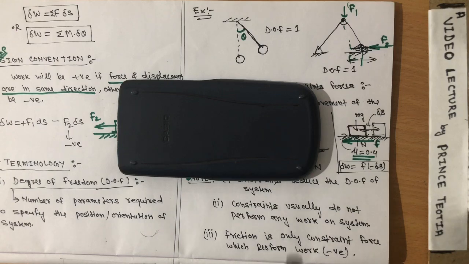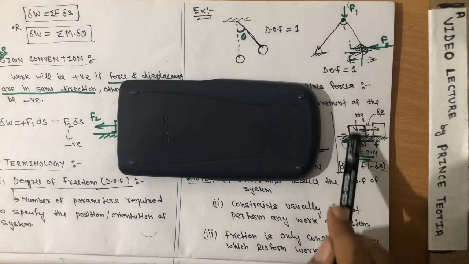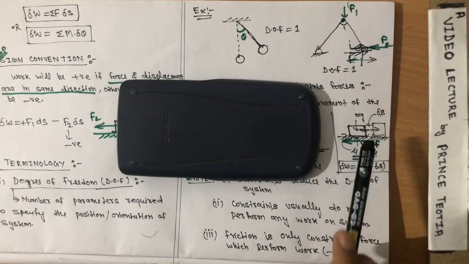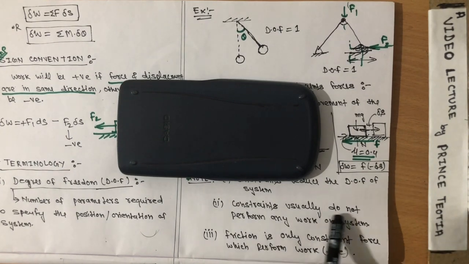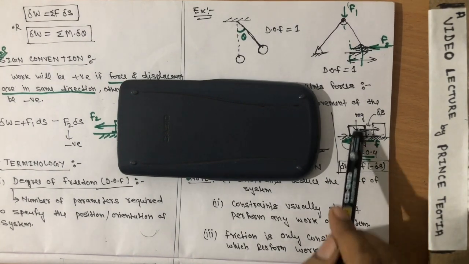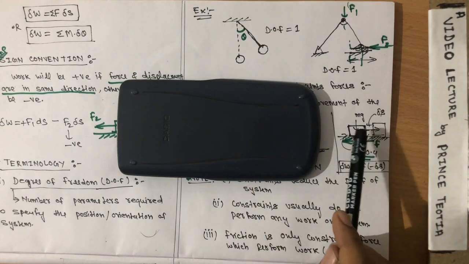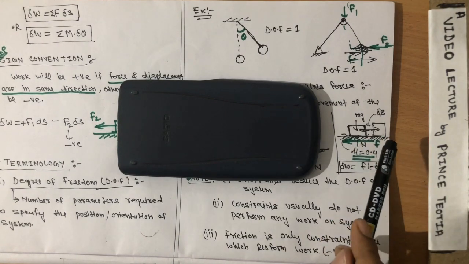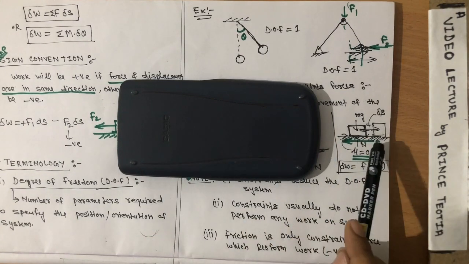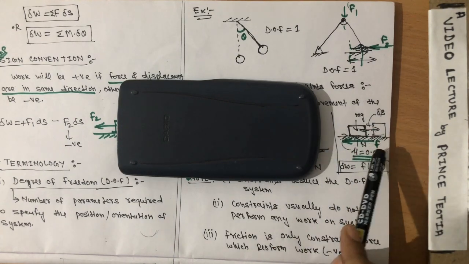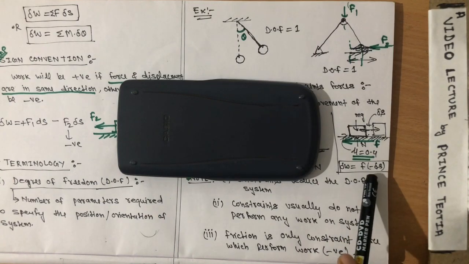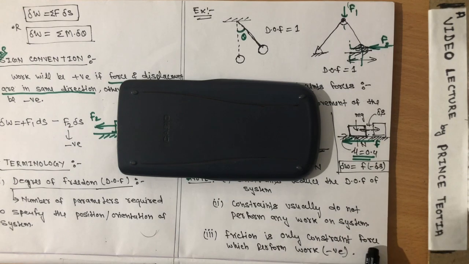So what are the virtual works? There is no displacement in the y direction, so the work done by mg and the normal reaction N will be 0. This is the second point: constraints usually do not perform work on the system. There is only displacement in the x direction, and only one force in this direction, the friction force. Force and displacement are in opposite directions, so the work done by friction is negative. So friction is the only constraint force which performs work, and that work is negative.